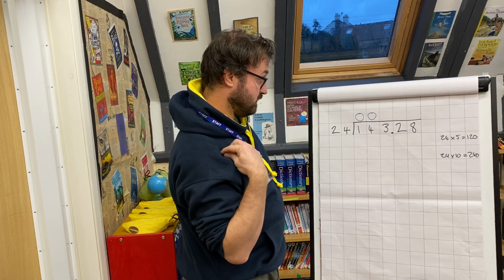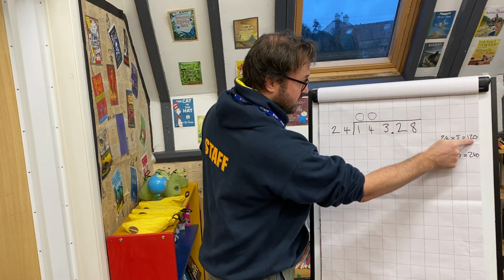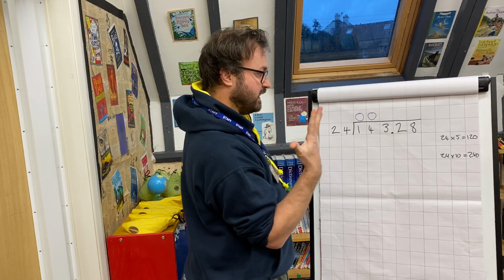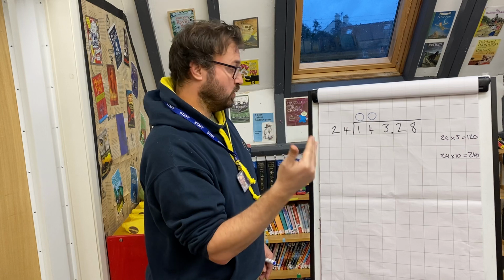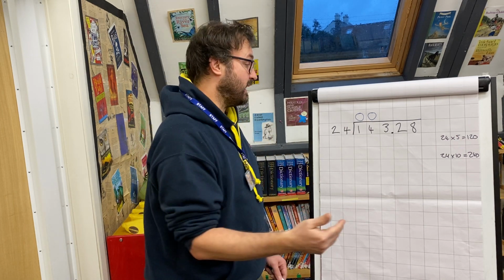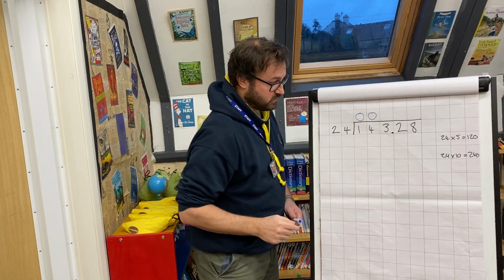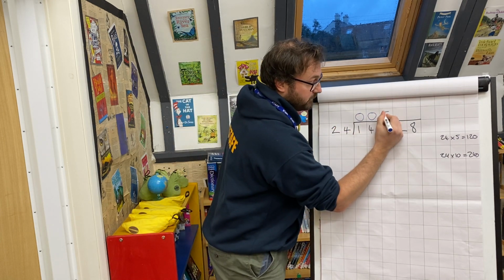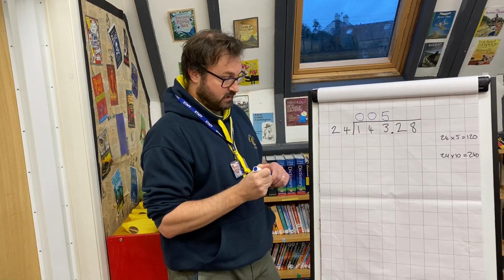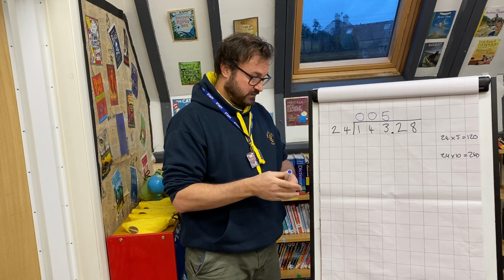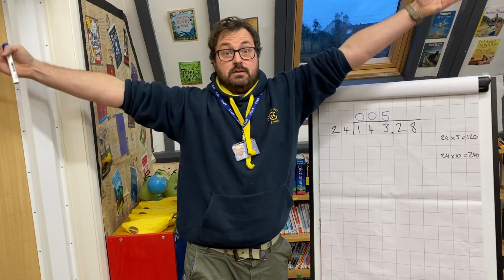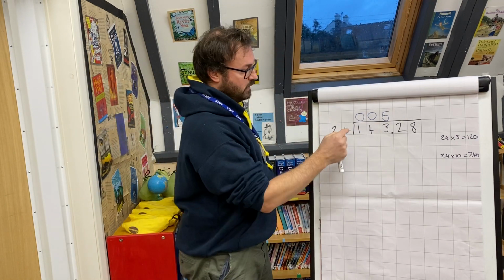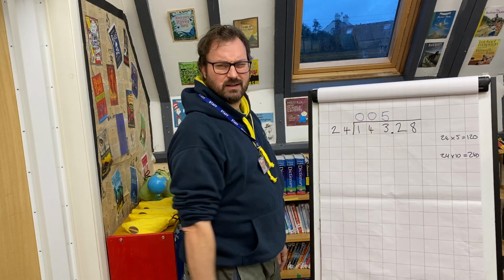Because if you look, 24 times 5 is 120. So 5 would be 120. 6 would be 24 more, which would be 144. Which is too many, because we've got 143. So it must be 5. Okay. Now this is the long division method. This is the expanded method. So why am I doing that?